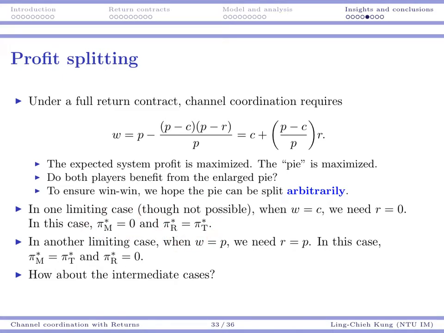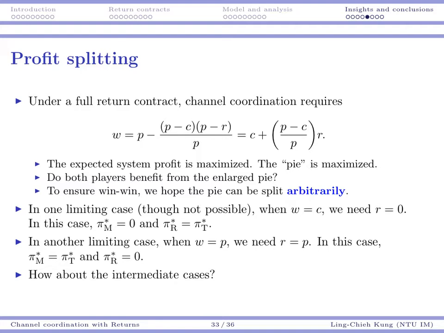In the other limiting case, if my wholesale price is so large, if my wholesale price is P, then I need to guarantee the retailer for all the unsold units. In this case, I as a manufacturer earn everything, and the retailer is just my slave for getting my product and selling it. When I sell the product, the retailer gets nothing, and I just guarantee the retailer that it will not lose any money. So in this special case, the manufacturer earns everything. How about the intermediate case?